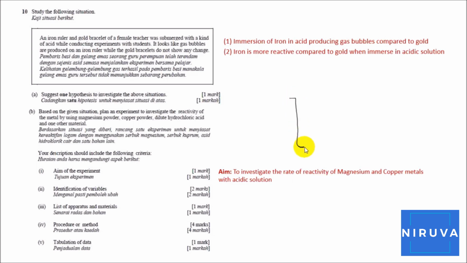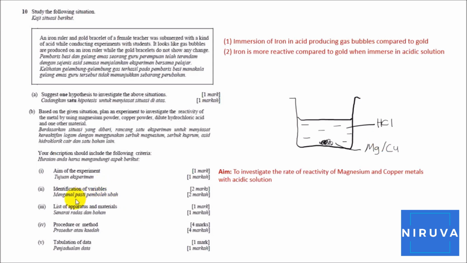The setup of this experiment will be like this. From the question, we are given the list of apparatus and materials: the dilute hydrochloric acid and also the immersion of magnesium or copper powder. So this is how the setup of our experiment will look like.